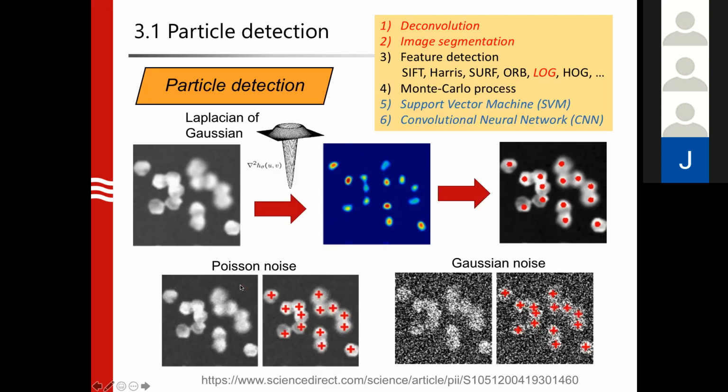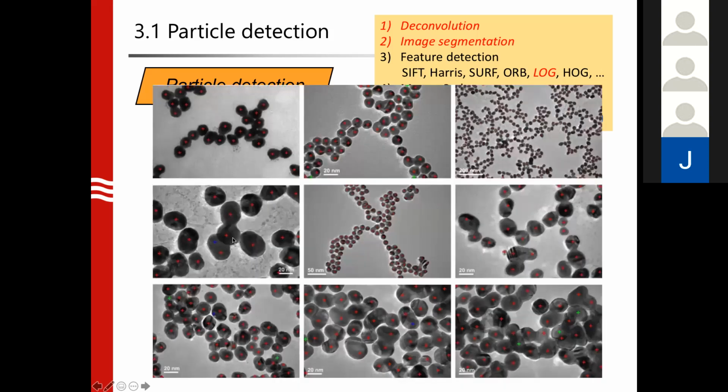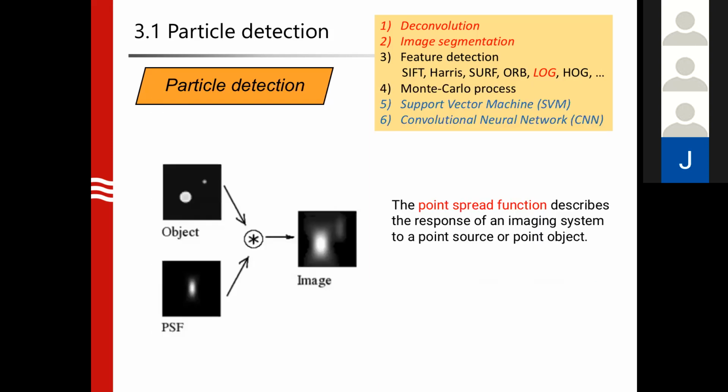It's not only for fluorescent beads; even for cells, it still gives you something for the center of the cell. And besides the LoG, this Laplacian of Gaussian filter method, I've also introduced the deconvolution method, the point spread function based deconvolution method. So firstly, what is the point spread function? Basically, it describes the response of the imaging system to a point source or point object.